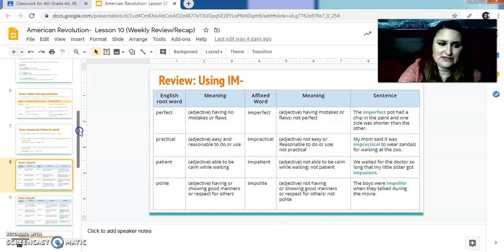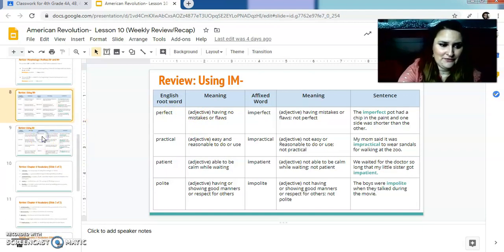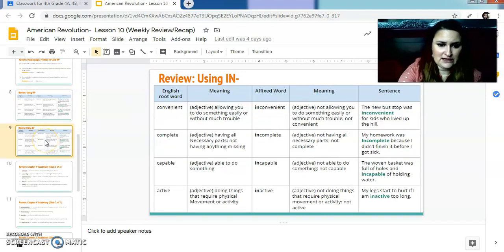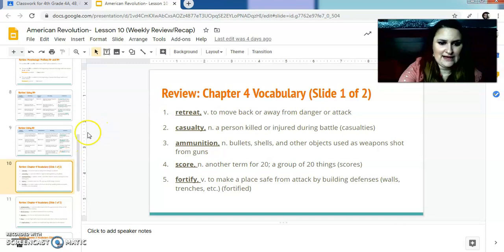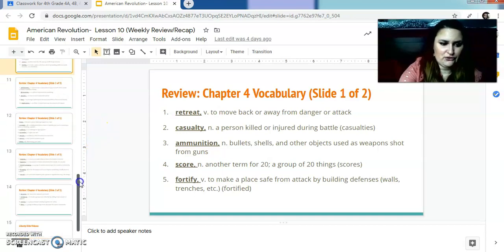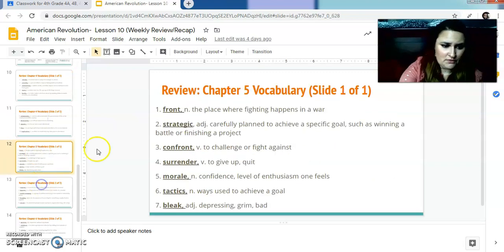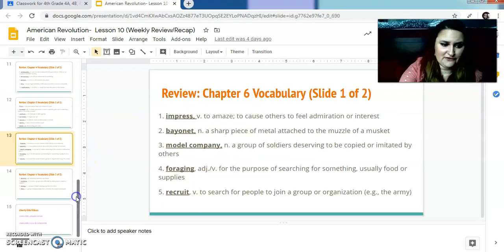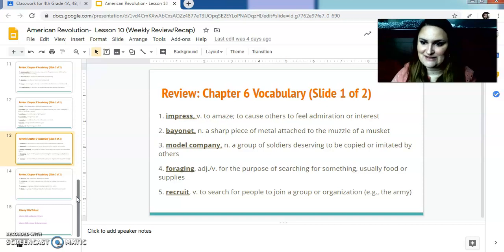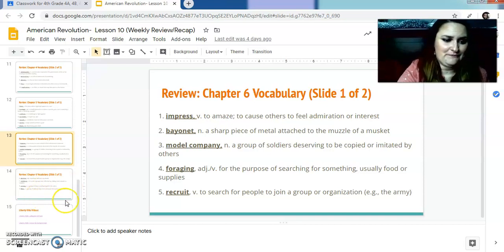You're going to be using these words as well. These are im- and in- prefixes. This is your vocabulary for the last few chapters, so make sure you go through that. Your Google Forms will be on all of these vocabulary words. It should be very easy for you to get correct because the answers are all on this slide, as are the answers for the morphology pretty much. So make sure that you're doing your best work or you won't be entered into the raffle.